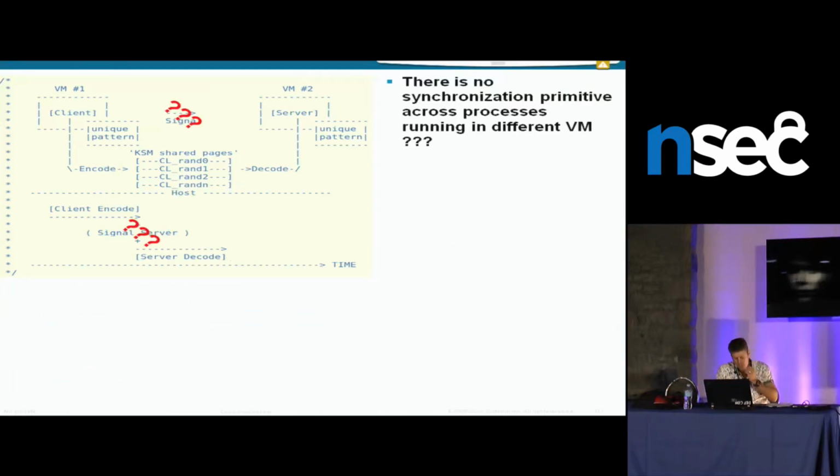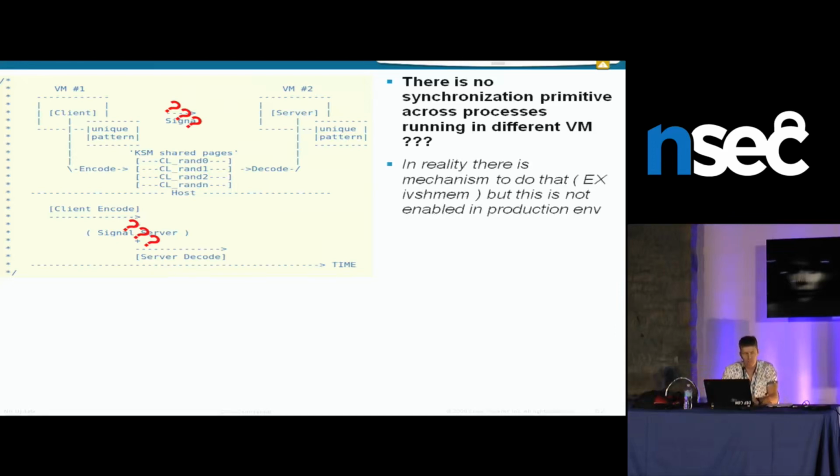Okay, the other problem that I realized with this scheme is that there is no synchronization primitive that spans different VMs. Well, in reality, there are mechanisms out there. IVSHMEM is just one example, but this is not enabled in production environments. With IVSHMEM, you can signal a semaphore across VMs and so on.